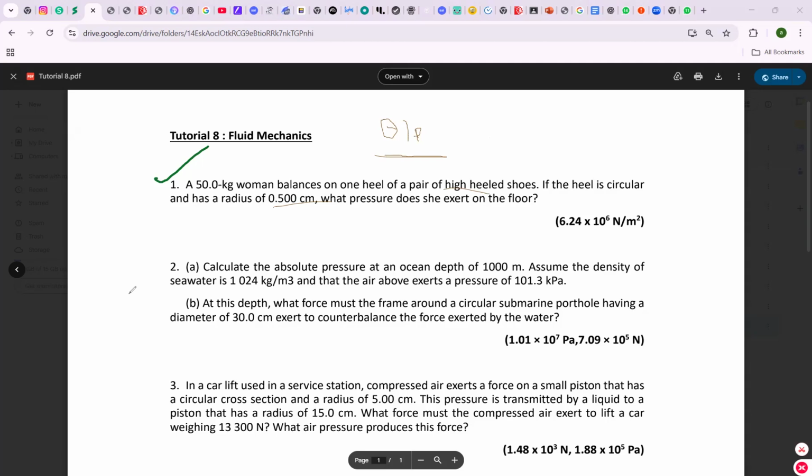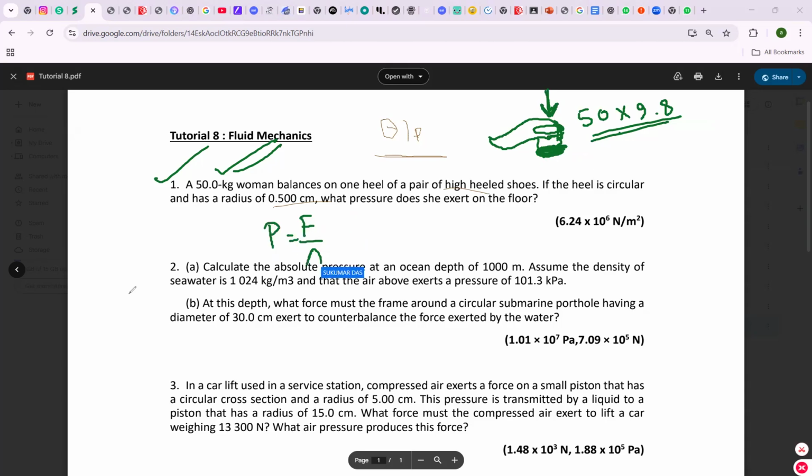So actually, what is happening? How does the sandal look like? I just forget. Okay, maybe like this. So if you look into this, this is the circular one, and the entire weight of the lady is just occurring here. So that means 50 times 9.8. This is the total weight. And this weight is distributed across the entire area. So our pressure will be force by area.